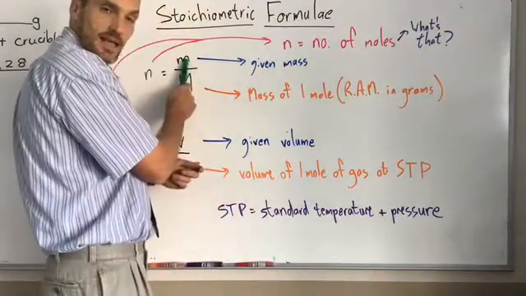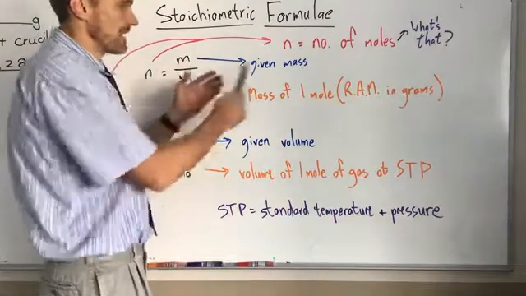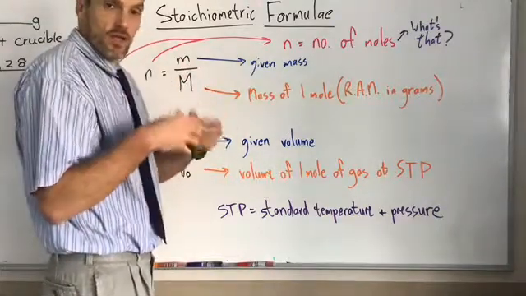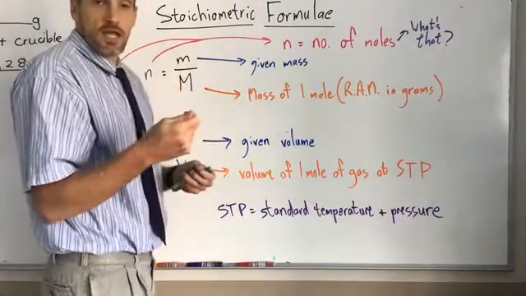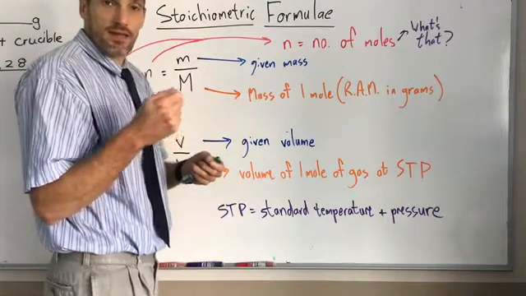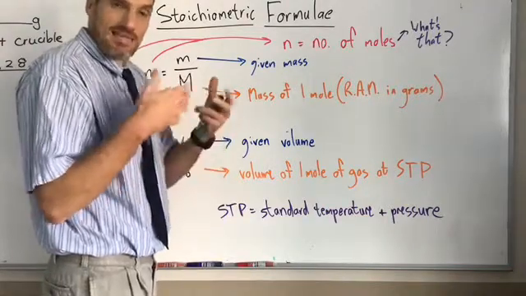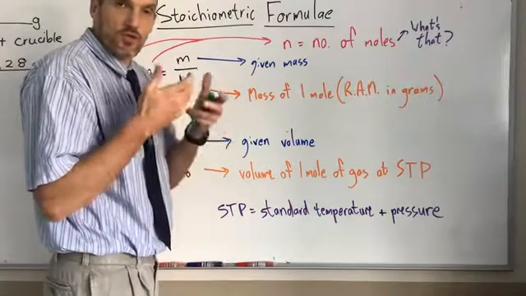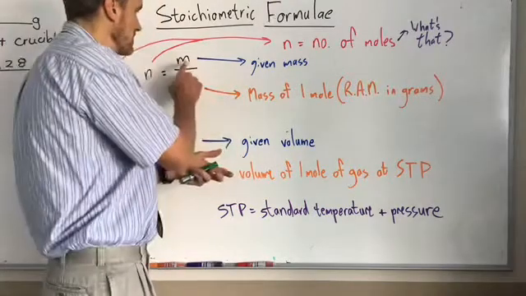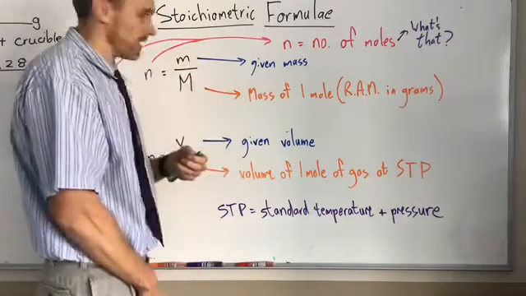The little m is the given mass of whatever you are working with. So today we were working with magnesium and zinc as a given mass. That's what we knew the mass when we started, so that we could do that calculation.